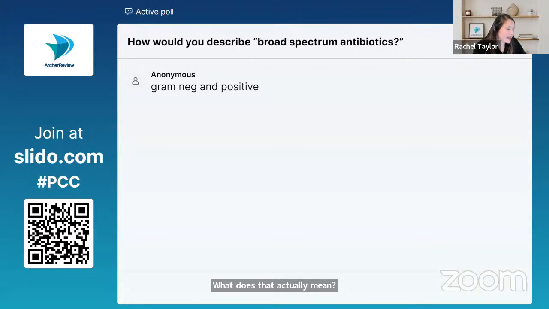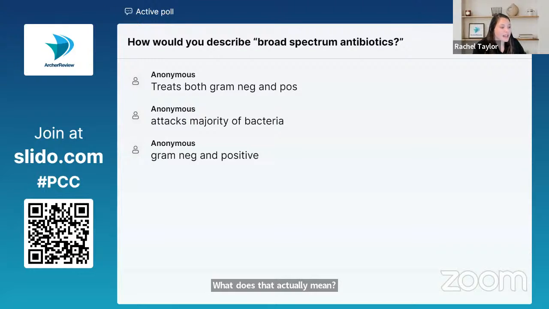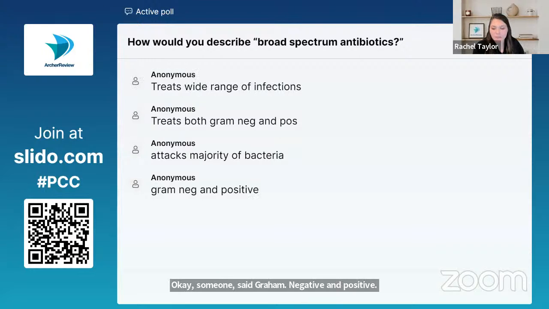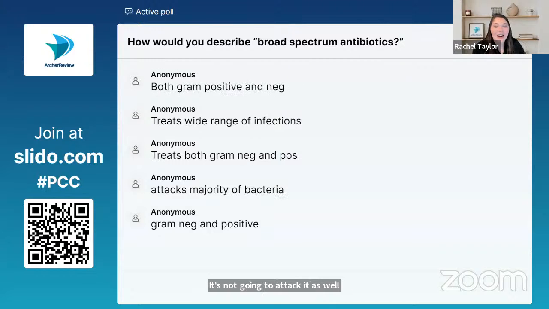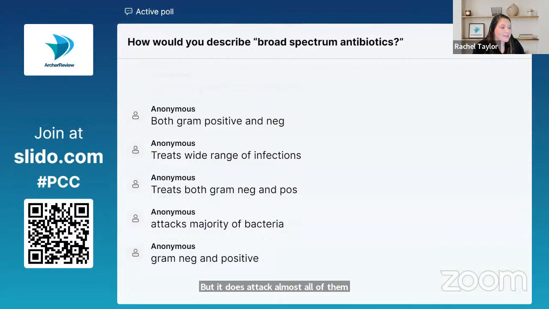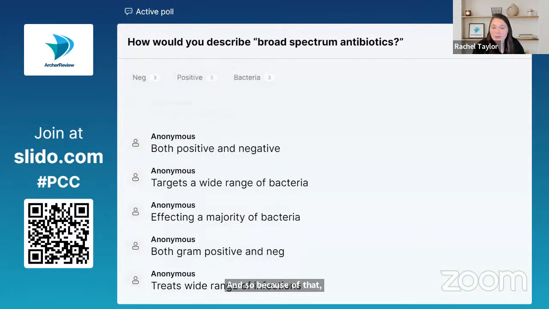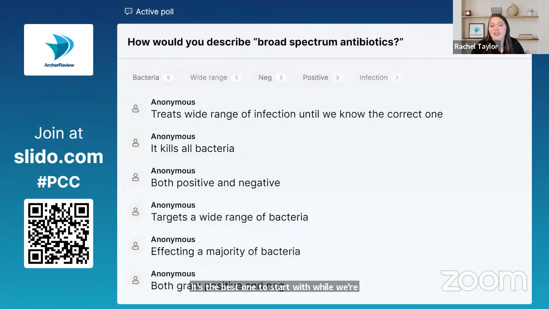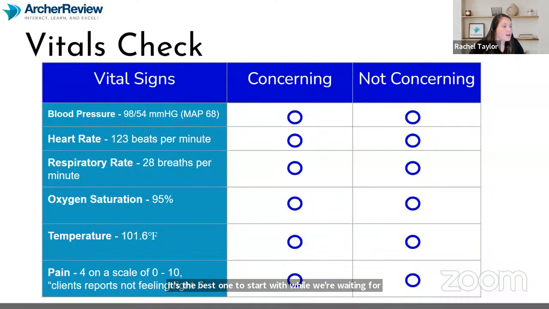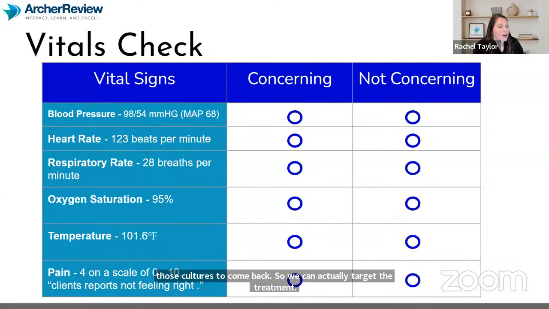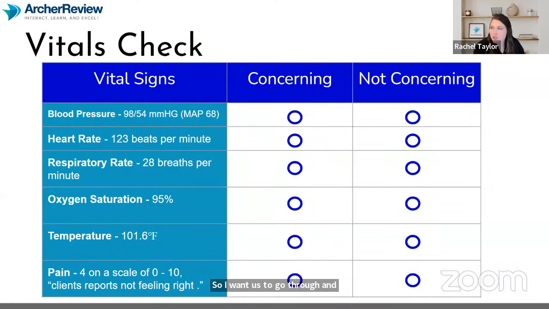Okay, someone said gram negative and positive. It attacks the majority of bacteria. It's not going to attack it as well, but it does attack almost all of them. And so because of that, absolutely nice. It's the best one to start with while we're waiting for those cultures to come back so we can actually target the treatment. So I want us to go through and talk about what vital signs are we concerned with?